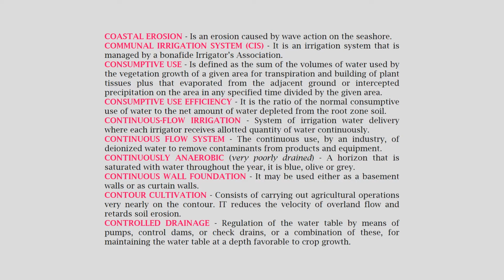System of irrigation water delivery where each irrigator receives allotted quantity of water continuously. Continuous flow system. Continuous use by an industry of deionized water to remove contaminants from products and equipment.